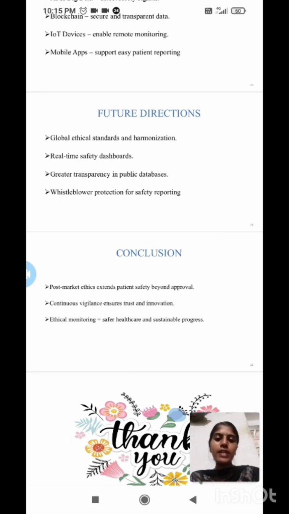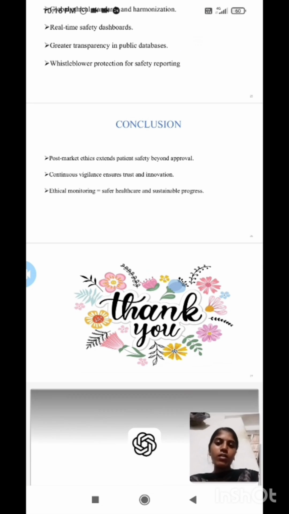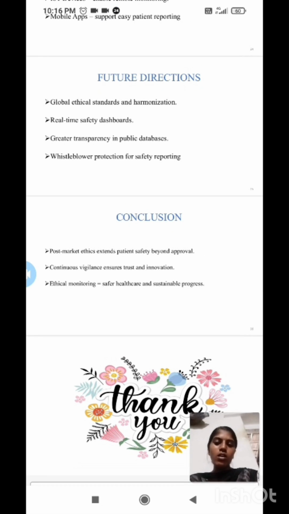Then future directions. Every topic has a future direction. In today's topic, future directions are global ethical standards and harmonization, then real-time safety databases. In every product, data is collected in real time, not fake. Also, greater transparency in public databases and protection for safety reporting.